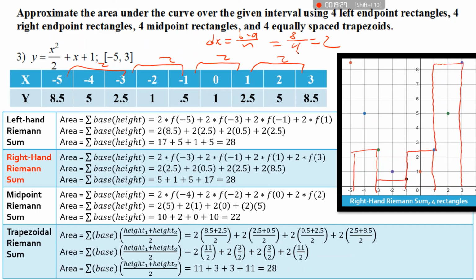But because we're doing a right-hand Riemann sum this time, we want our heights to come from the right-hand side. So this base is still 2, from -5 to 3. But my height is going to come from the right-hand side, which is my height at -3, is 2.5 for my first rectangle. So here, I have 2 times 2.5 for my first rectangle, is an area of 5. Okay, then an area of 1, an area of 5, and an area of 17. And if we add them all together, that gives us 11 plus 17 is 28 again. Any questions on the right-hand Riemann sum?